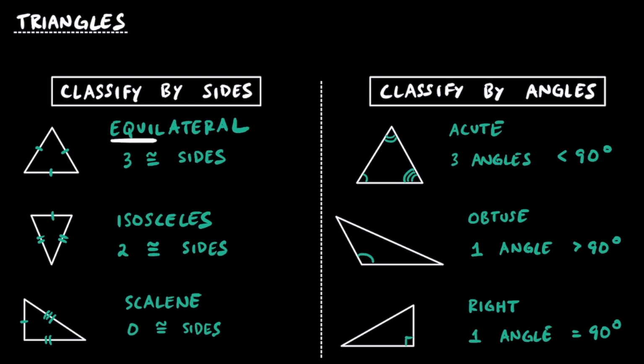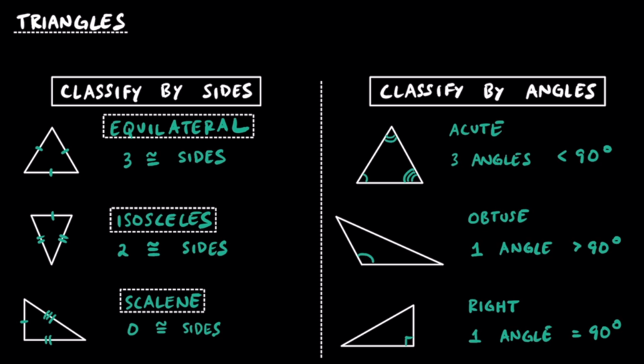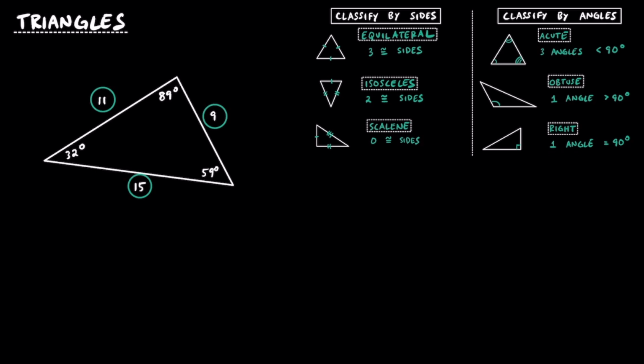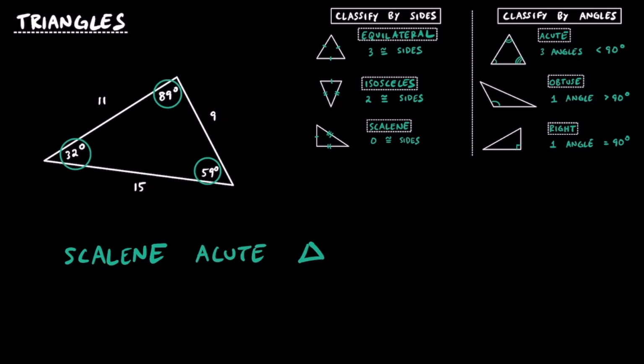So by sides, we can classify triangles as equilateral, isosceles, or scalene, and by angles, we can classify triangles as acute, obtuse, or right. And not only can you classify a triangle by its side lengths or its angles, but you can also do both for each triangle that you see. For example, if you were to look at this triangle here, because all 3 of the side lengths are different, we know that this is a scalene triangle. And if we look at their angle measures of 32 degrees, 89 degrees, and 59 degrees, since they're all less than 90 degrees, this is an acute triangle. Therefore, we can just call this a scalene acute triangle or an acute scalene triangle.